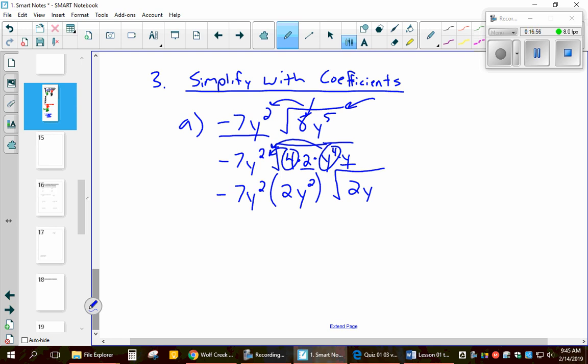And then the last thing is just actually combine, like actually multiply the numbers up front. So remember, when you're multiplying, it's just numbers times numbers, and then variable times variable. So negative 7 times 2 is negative 14. Y squared times y squared is y to the 4, right? You add exponents. Y to the 4. I still got left the square root of 2y.